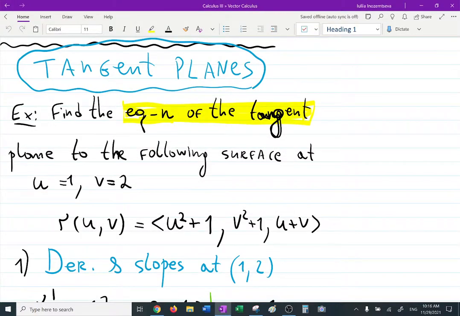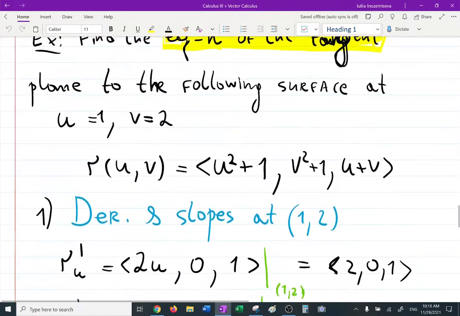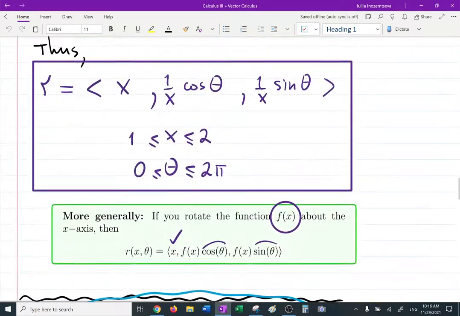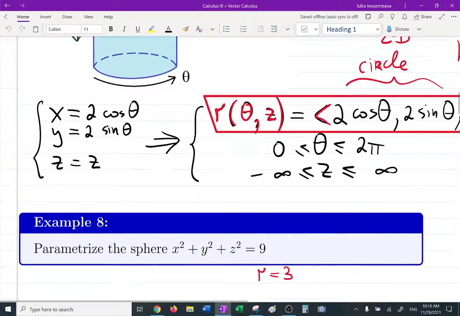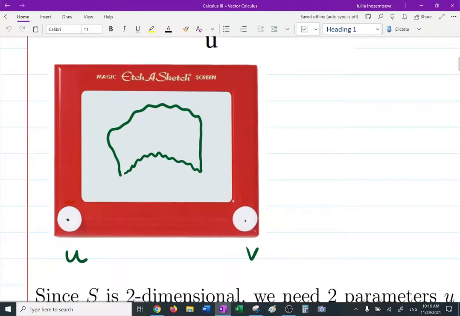The example was tangent planes. Find the equation of a tangent plane to the following surface at given u and v. First of all, remember what u and v are. Those are like very random choices. Not very random, but any kind of choice of how to parameterize this shape.